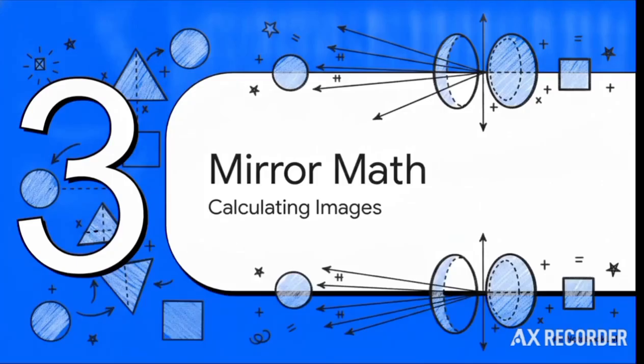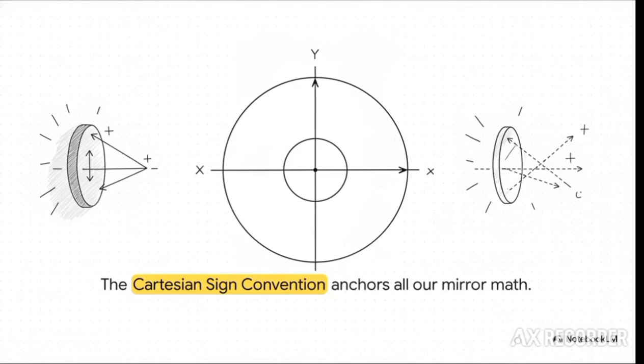All right, Section 3, mirror math and conventions. Now, I know math can sometimes be daunting, but don't let these equations intimidate you. It is all anchored in physical reality using a really simple Cartesian grid, literally the exact same kind you've drawn 100 times in math class. The pole of the mirror is the origin, right at 0. Everything to the left, which is the space in front of the mirror where the light comes from, is negative on the x-axis. Everything to the right, behind the mirror, is positive. Same goes for height. Above the principal axis is positive, below is negative.